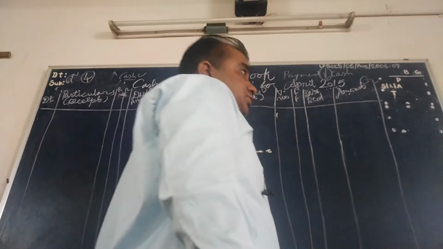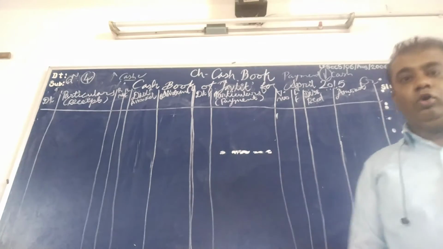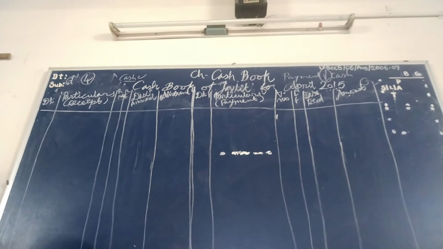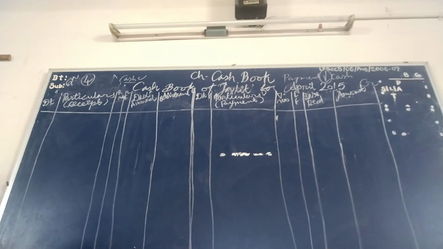Good morning, students. Today we are going to solve question number 4 of chapter Cash Book. We will prepare the Cash Book of Jewelry. Question number 4. From the following transactions, prepare the cash book and discount columnar cash book of Jewelry.